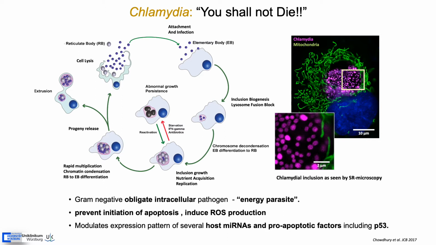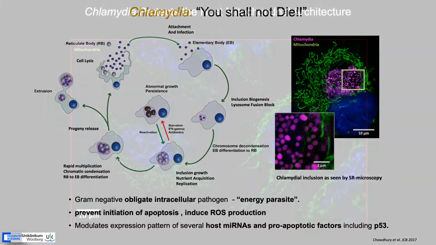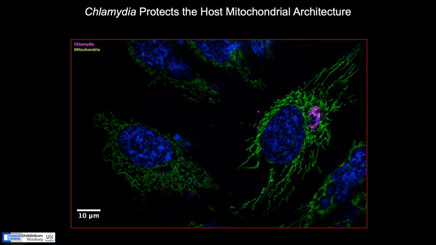It prevents initiation of apoptosis and it induces reactive oxygen species production, and modulates expression patterns of several host microRNAs and pro-apoptotic factors including p53. Chlamydia infection protects the host mitochondrial architecture by allowing mitochondrial fusion.